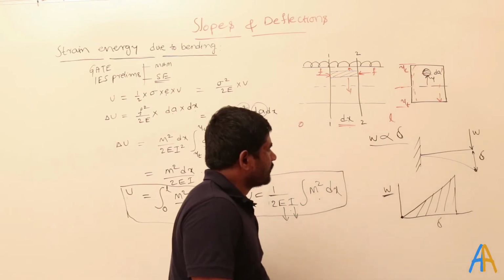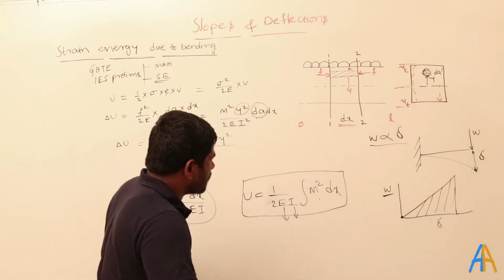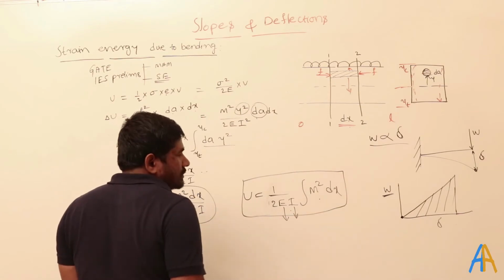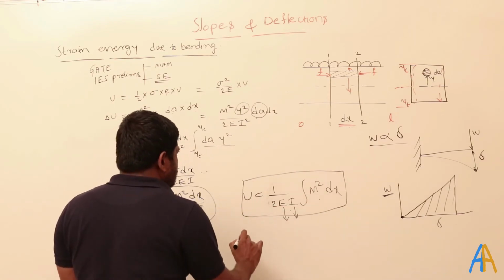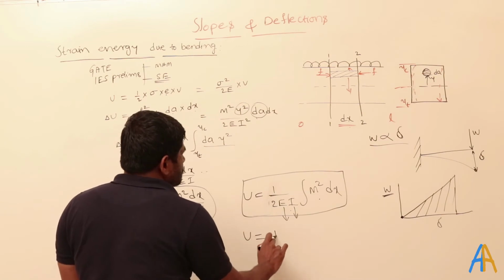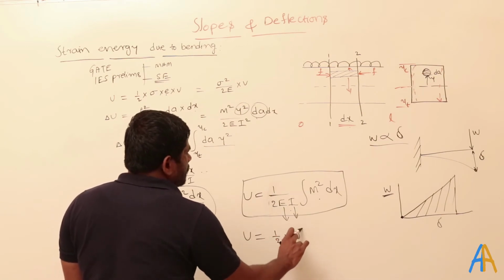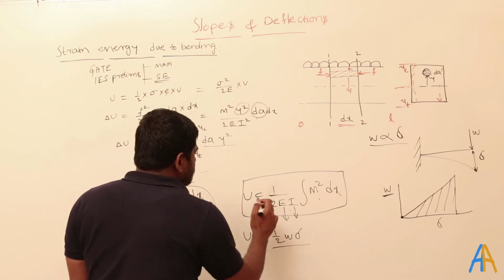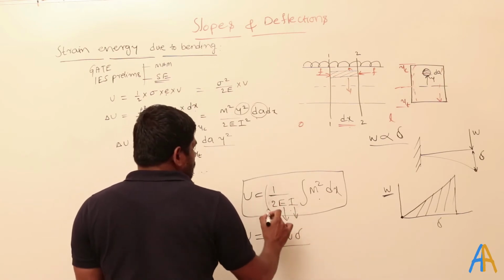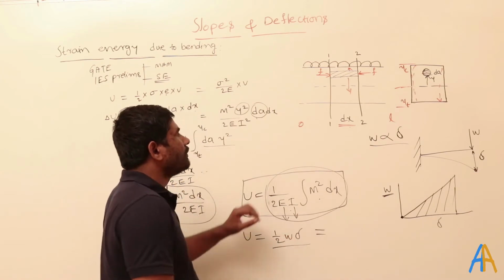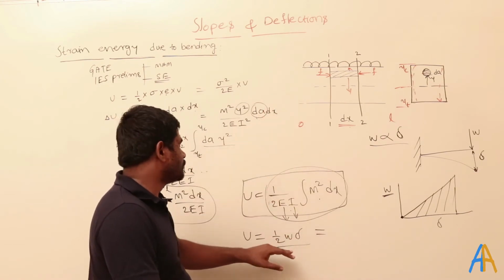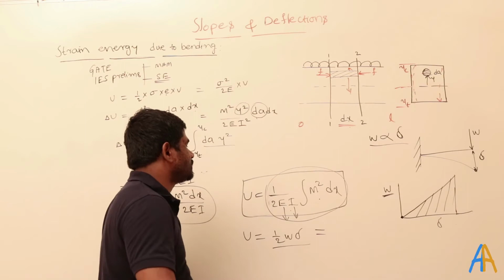Understood? Okay, so what is the area of this? Average work done is half into W into delta, or you can take the area of that. So here the area is half into W into delta. This is the area, and this should be equal to whatever strain energy is produced here. The work done on the beam is stored as the strain energy.